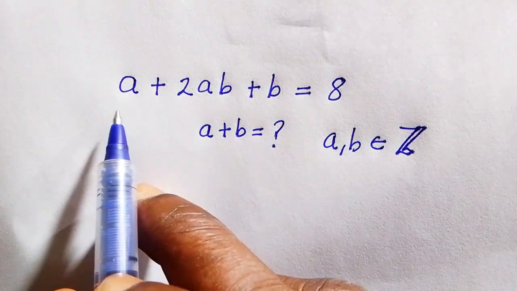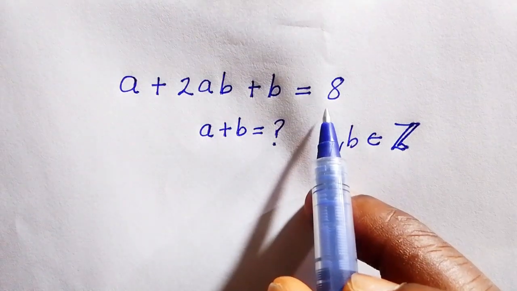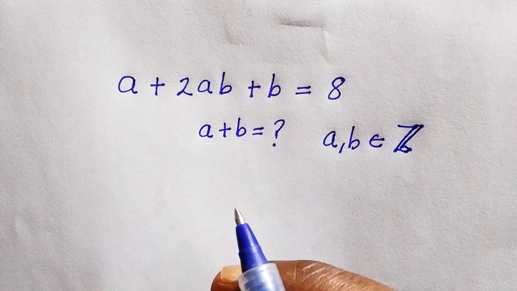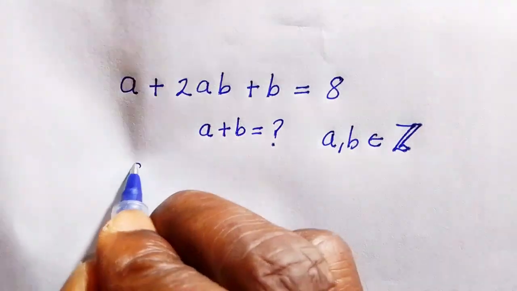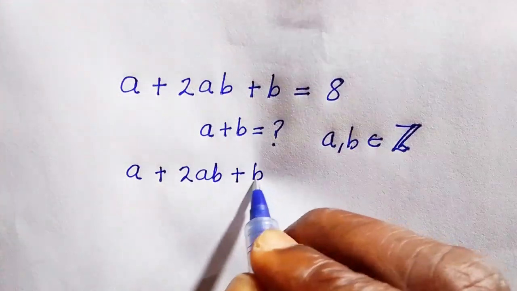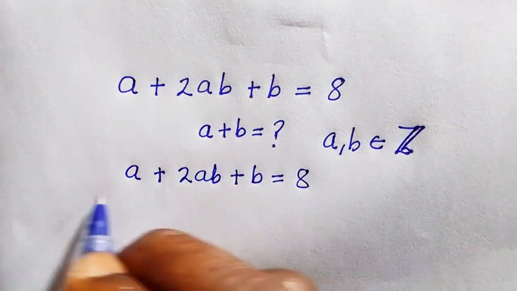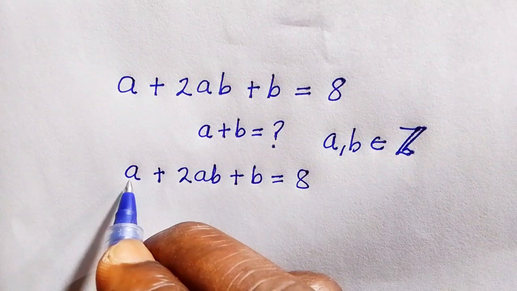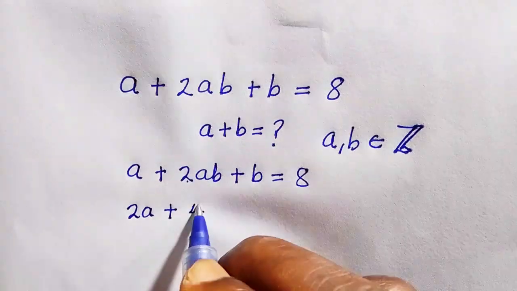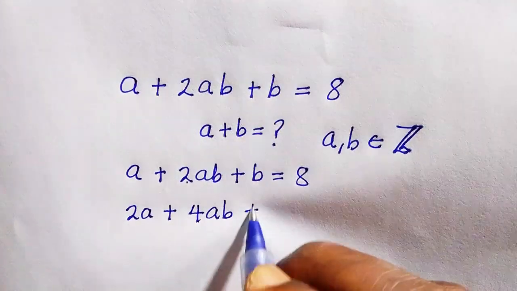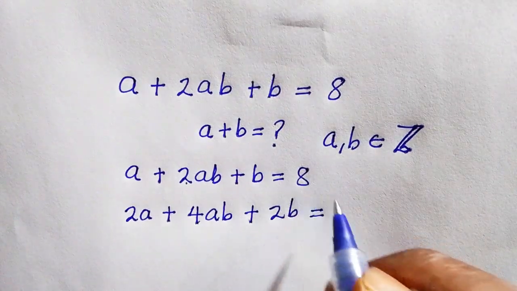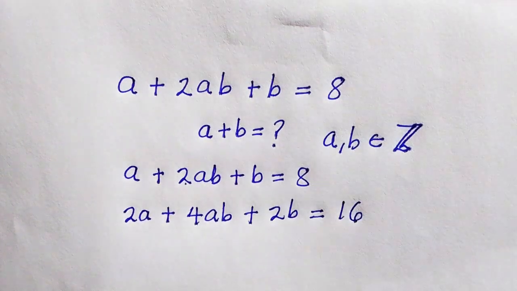As the first step, we multiply this throughout by 2. And the reason for that is for easy factorizations. So by doing that, we have from the question, which is a plus 2ab plus b equals 8. By multiplying out by 2, we have 2a plus 4ab plus 2b equals 2 multiplied by 8, that is 16.